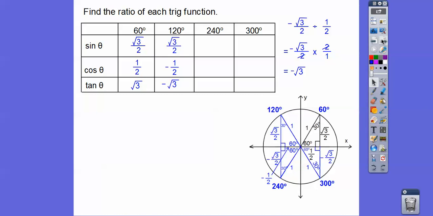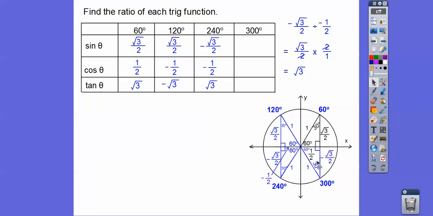Okay, all right, let's find it of 240. So we're going to go down here. The sine is opposite, negative root 3 over 2, over the hypotenuse. So it's negative root 3 over 2. The cosine is adjacent, which is negative 1/2 over the hypotenuse. And then the tangent, let's see, there's the angle. It's opposite over adjacent. I'm sorry, this is the opposite and this is the adjacent right here. So negative divided by negative is a positive root 3, okay?